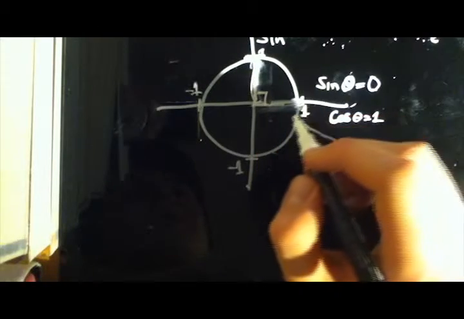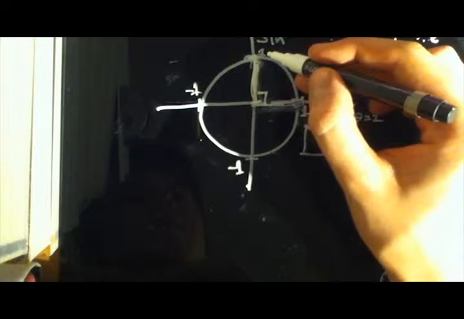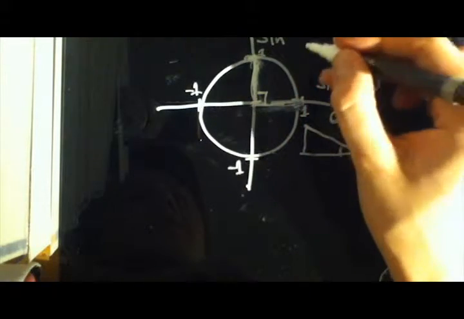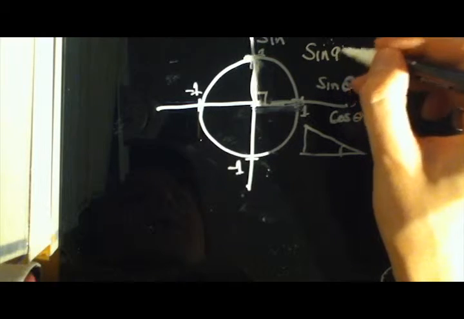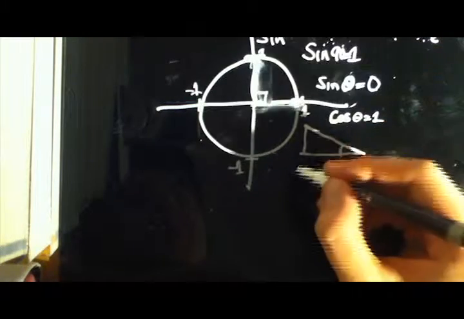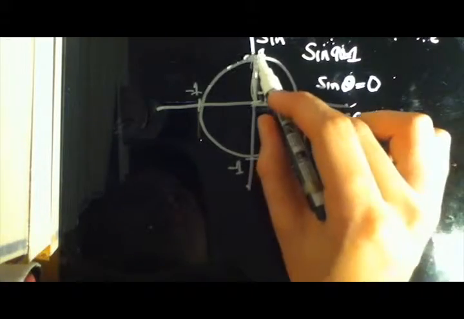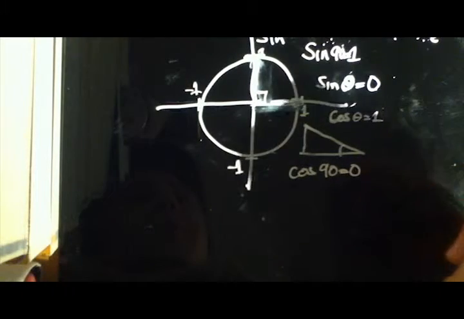So what is the sine of 90 degrees? Well, it's this portion right here. How long is this? Well, it's 1. So sine of 90 is equal to 1. How about the cosine? How much in the x-axis is this point right here? Well, it's 0. Cosine of 90 degrees is equal to 0.